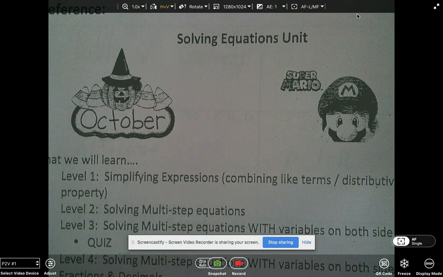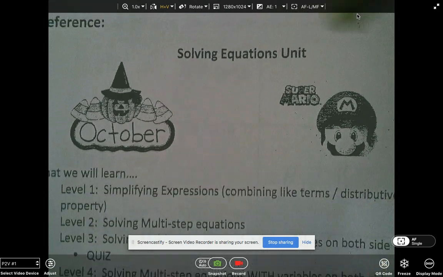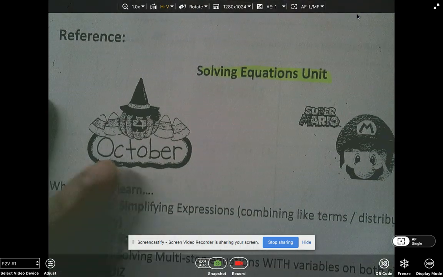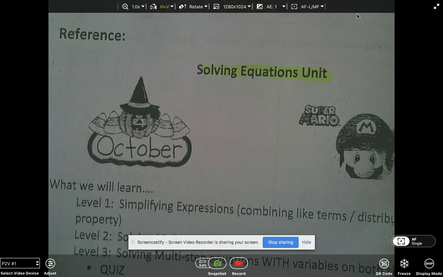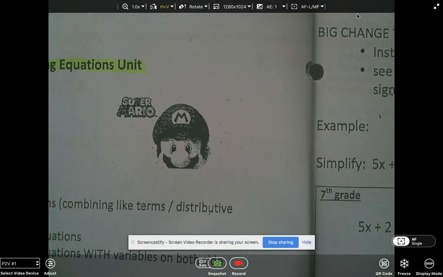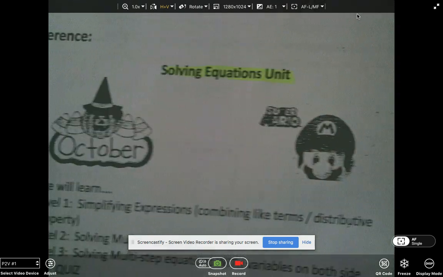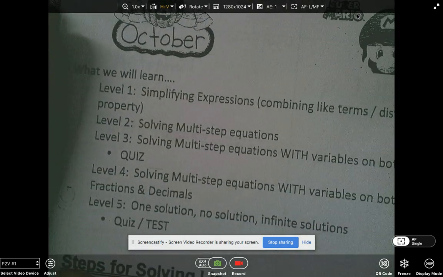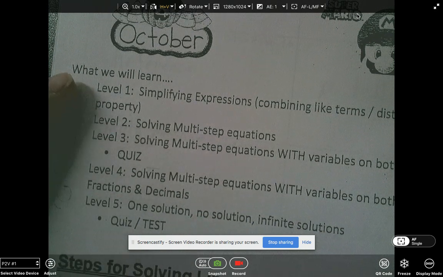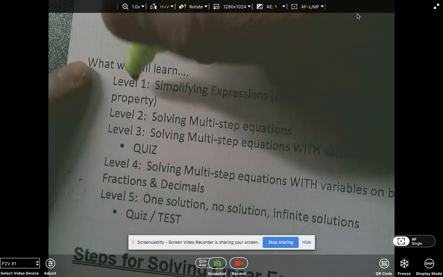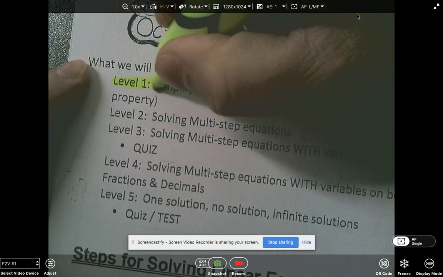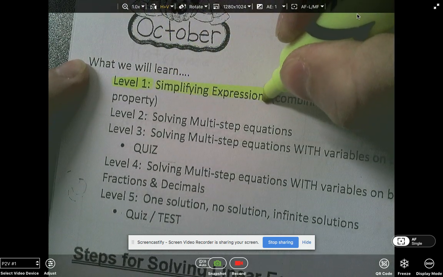All right, today's video reference, we're going to start a brand new unit learning how to solve equations. All right, so it's October. We're going to be using different levels and referring back to a classic Nintendo game called Super Mario Brothers. So basically in this unit, we're going to start in the first three levels of our solving equations. And today's video reference is about level 1, just literally simplifying expressions.